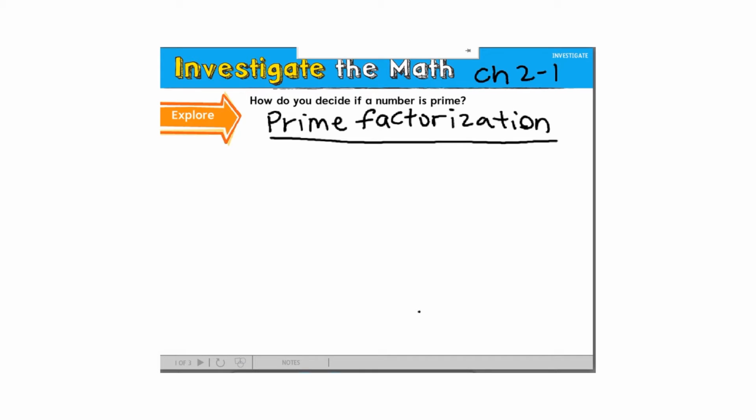So we have some vocabulary words to write out here first. The first one is prime. So we're going to write what prime means, the definition of the word prime. It's a number with only 2 factors.